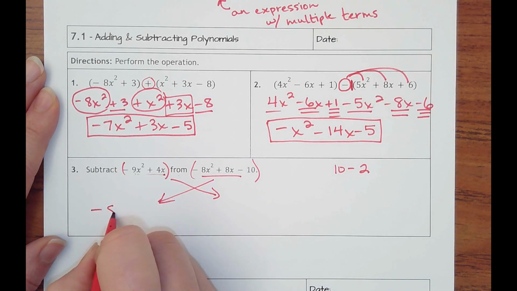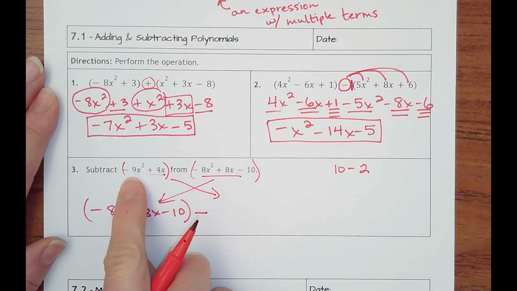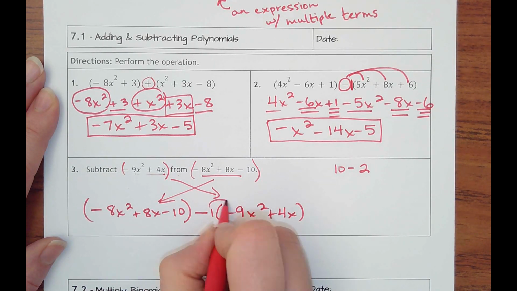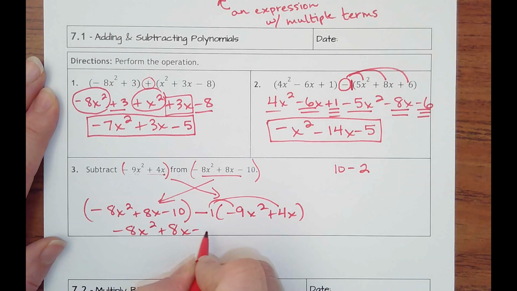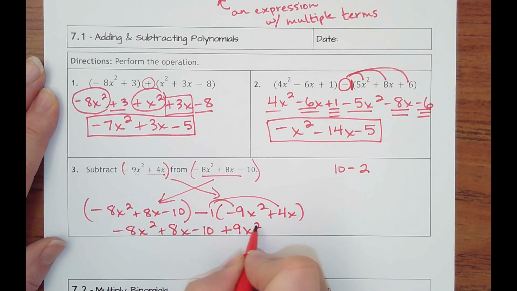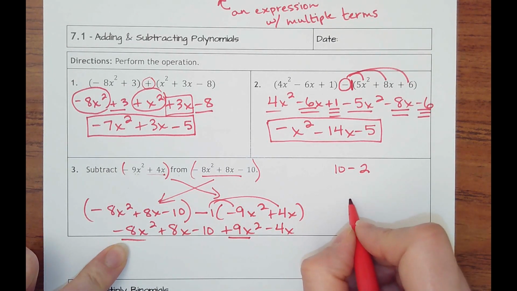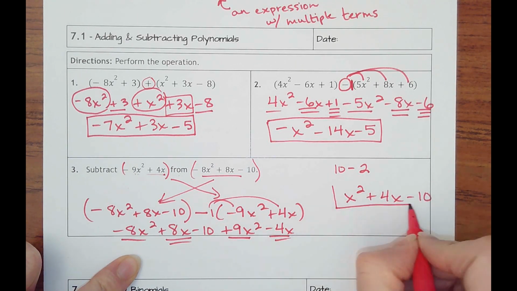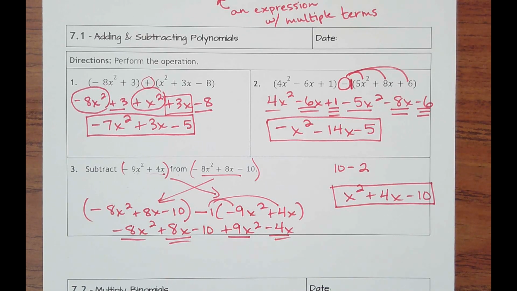So this would be negative 8x squared plus 8x minus 10 minus this, negative 9x squared plus 4x. I have to distribute the -1. So that'd be a positive 9x squared minus 4x. And then that would be negative 8 plus 9 would be positive 1x squared. And then I have 8 minus 4 would be positive 4x minus 10. Would be my answer. The order has to go this way, or otherwise you're going to end up with a totally different answer because the signs will be opposite.